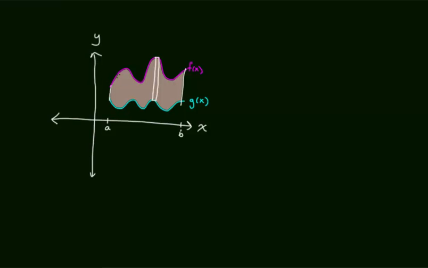Horizontal rectangles won't work in this region because, as you see here, the top and the bottom of the horizontal rectangle is the function itself, f and g. So here the top is g and the bottom is g. Horizontal rectangles will not work in this region.